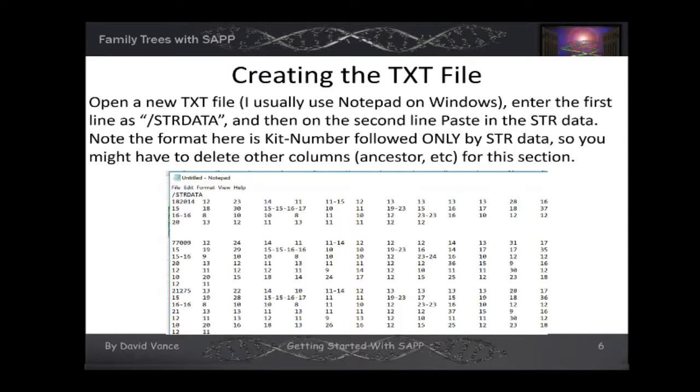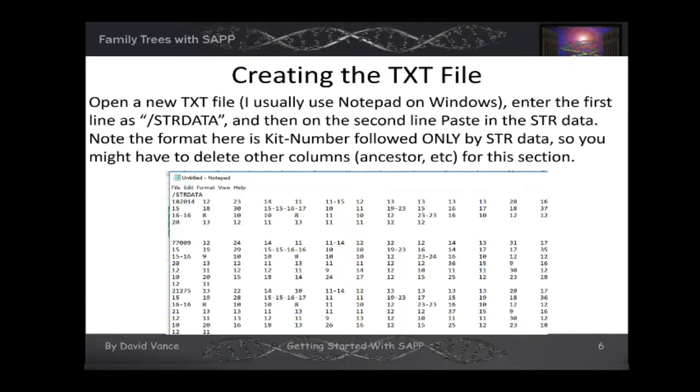You can use any editor that you like that can create text files, but don't use Microsoft Word because it has a habit of inserting special characters that it uses for formatting information, and that will not be translatable into either the raw text file or the SAPP tool itself. So use a different editor, but you enter /str data as the section header for the STR data, and you can see here I just simply pasted all that data straight into the TXT file.